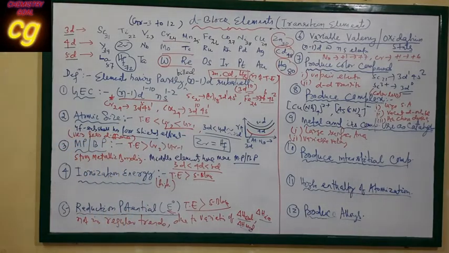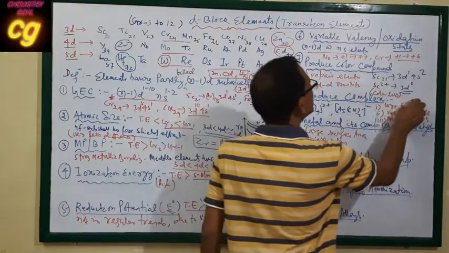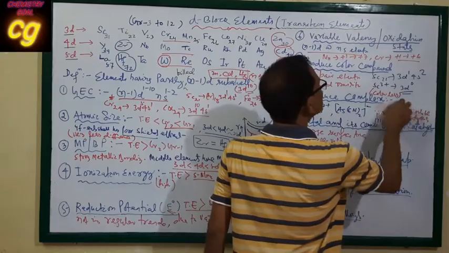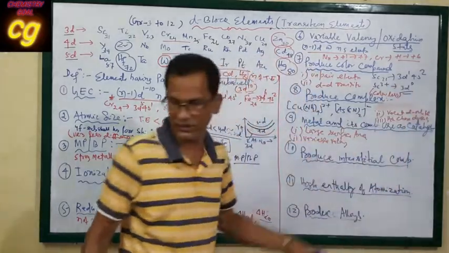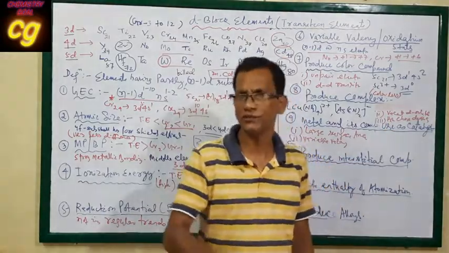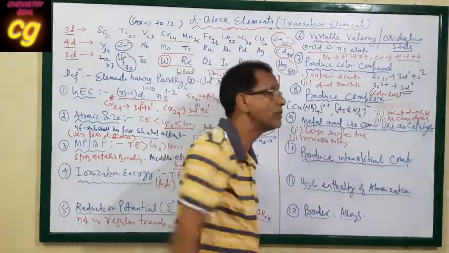This point we may not consider. This point, large surface area, we may not write here in complex formation. For complex formation, you can write these two things. Which one? Vacant d orbital and high charge density. This is a better, more correct answer for the formation of complex.